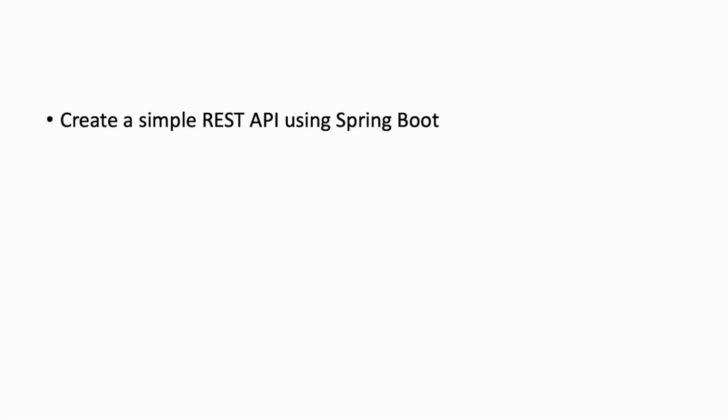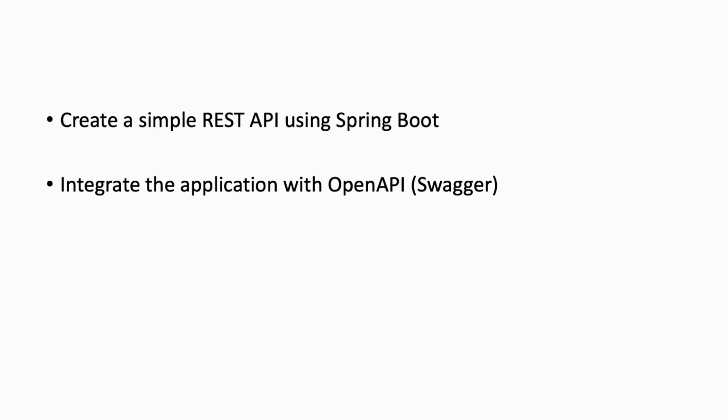In this tutorial I'm going to show you how to secure a REST API. So first we will create a simple REST API using Spring Boot, and then we will integrate the application with OpenAPI. After that I will show you how to configure the application to use basic authentication.